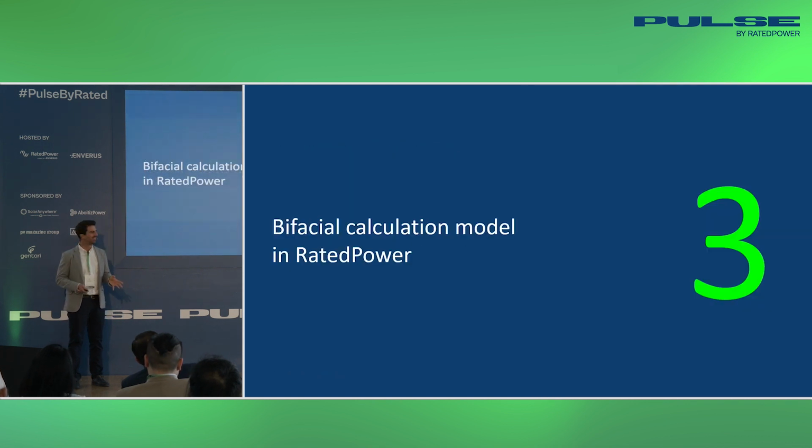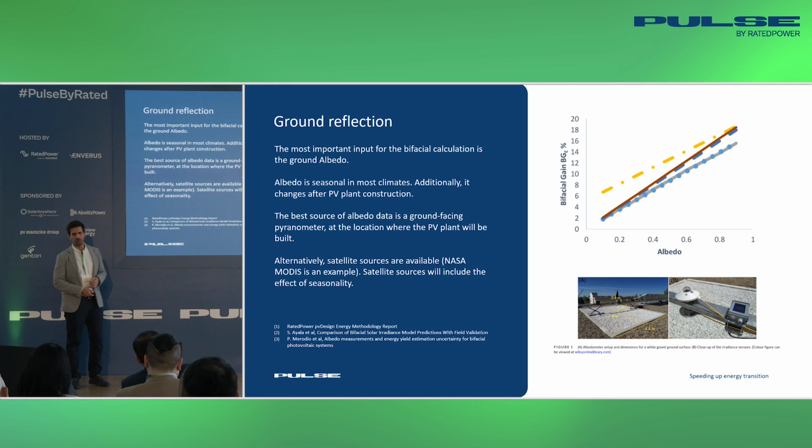So, finally, we arrive at the calculation model that we use in RatedPower. It's a view factor model, but it's a bit different than what we find in other examples. So let's see. The first part of the model, there we go. So ground reflection, albedo. Albedo is super, super, super important.